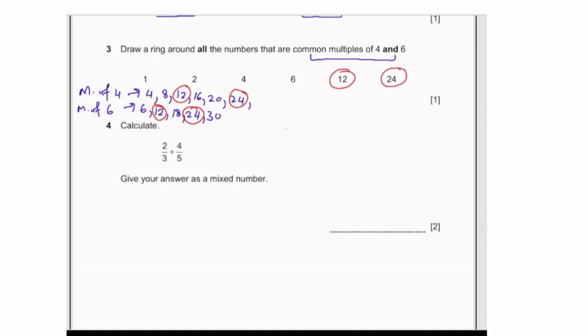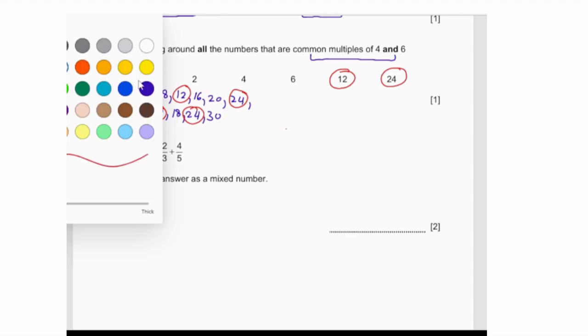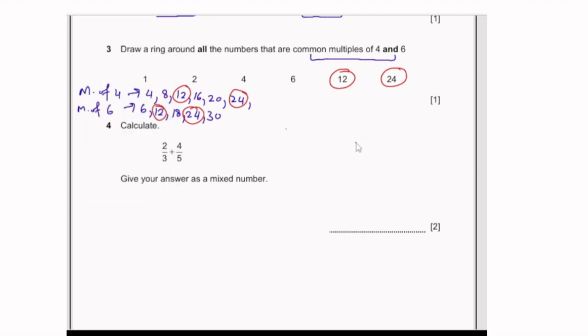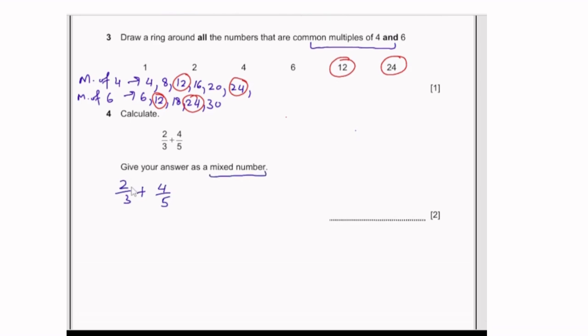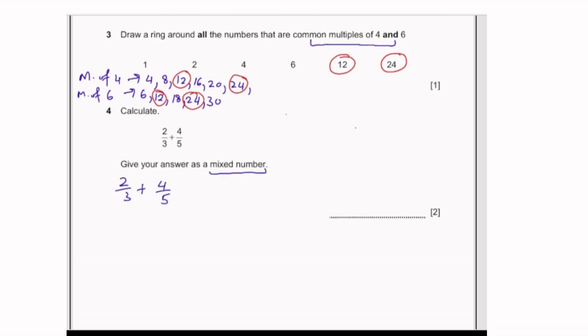Okay, so now the next one we have here: calculate 2 over 3 plus 4 over 5. Give your answer as a mixed number. So to add them we need to have their denominators the same.